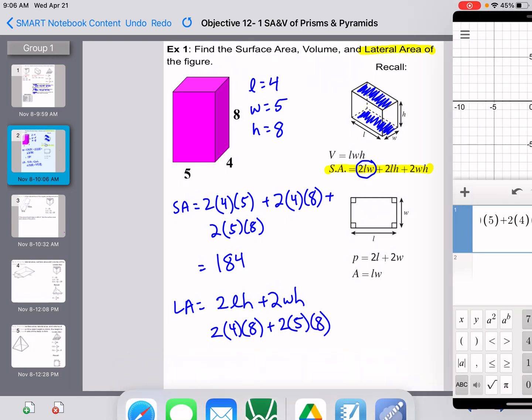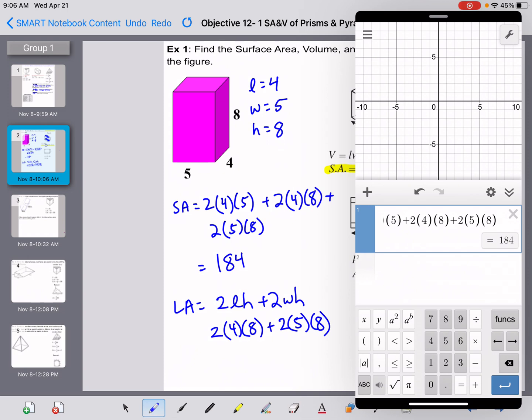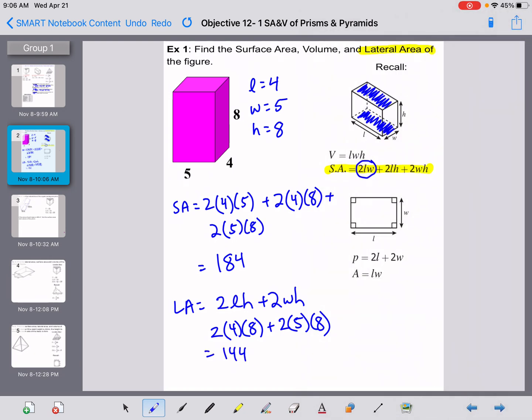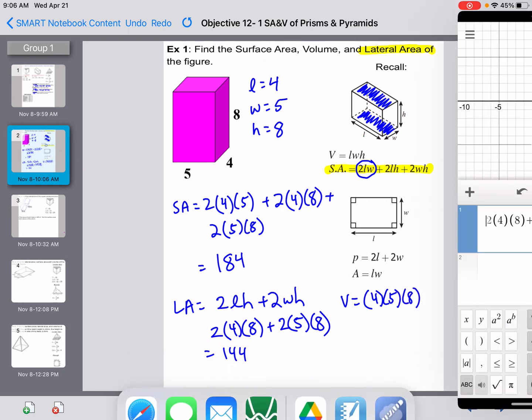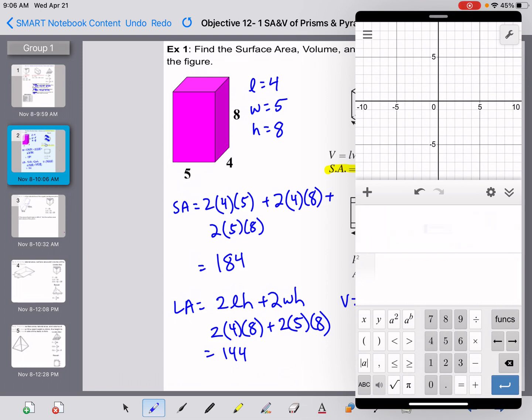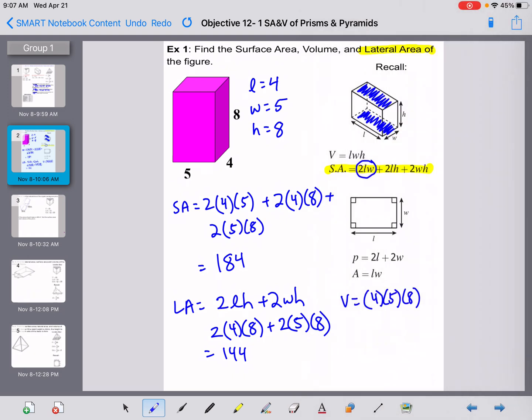Now, the reason that I went ahead and did the lateral area is because it's going to save me a lot on my typing. I'm just erasing the first part, and I get 144. And now I got to do volume. So volume is length times width times height. So volume's going to be 4 times 5 times 8. So now 4 times 5 times 8 is 160.